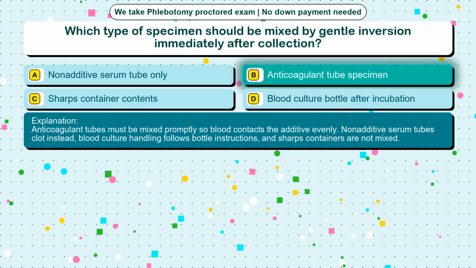Anticoagulant tubes must be mixed promptly so blood contacts the additive evenly. Non-additive serum tubes clot instead, blood culture handling follows bottle instructions, and Sharps containers are not mixed.